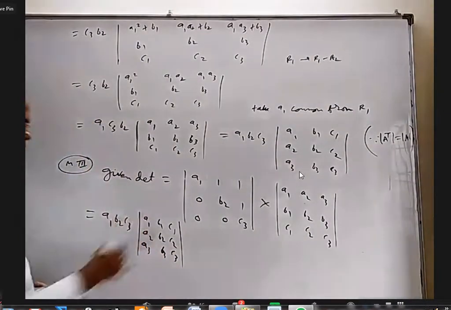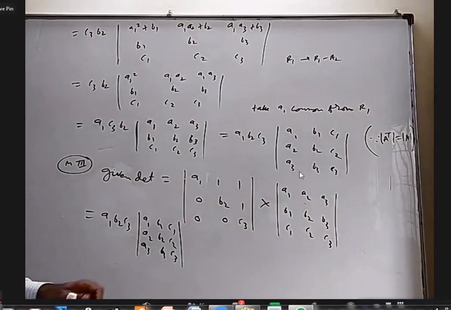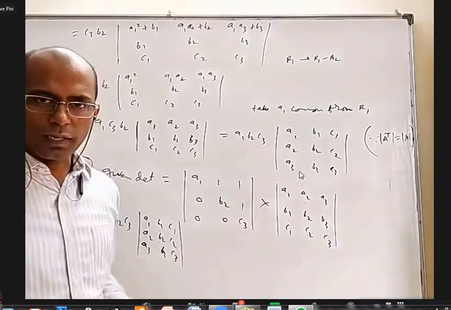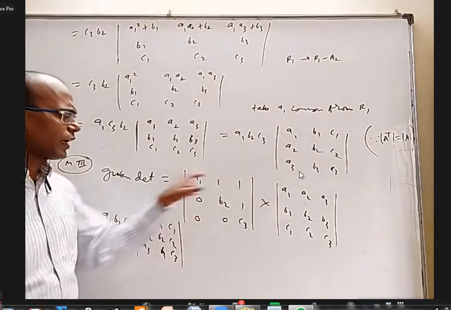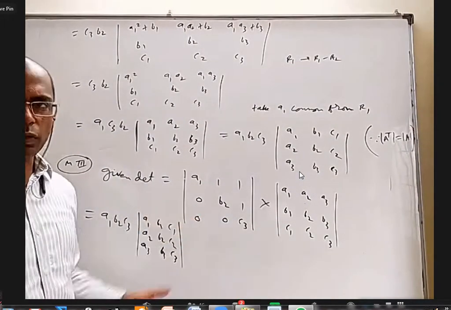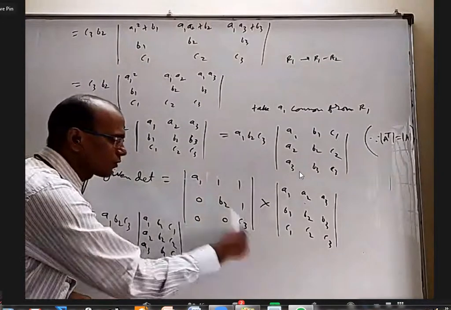Sir, what did you use? You multiply these two, you'll get the big matrix. That is clear, right? Yes, sir. After that, for any triangular matrix, upper or lower triangular, the determinant is the product of the diagonal elements.